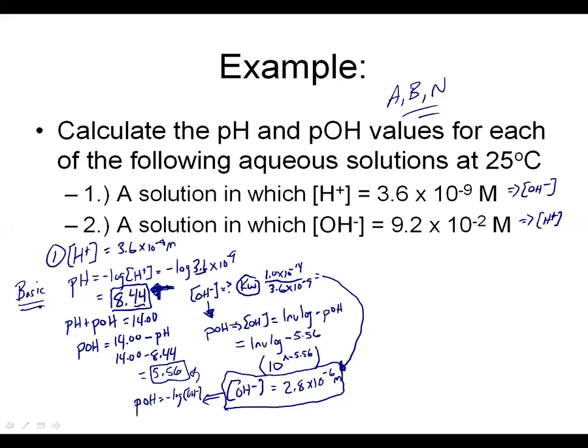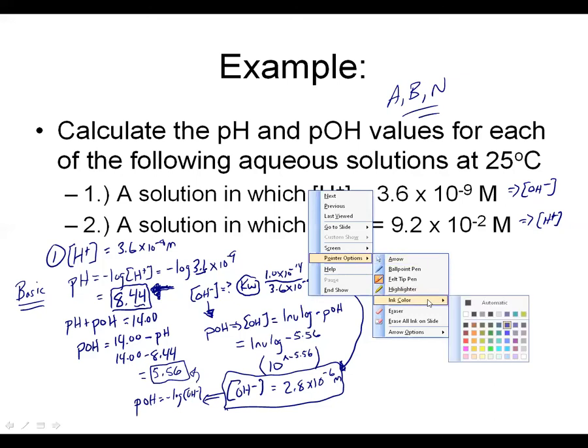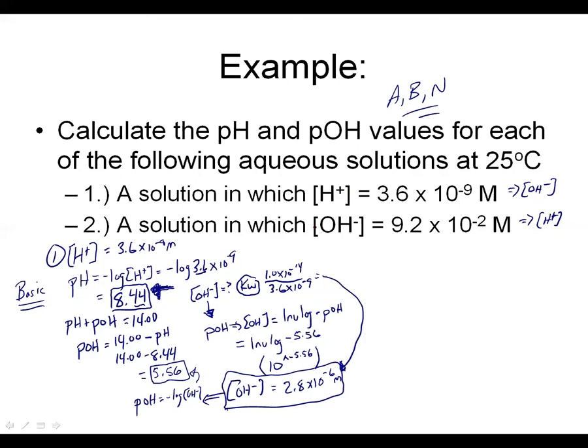Okay, so let's take a look then at the second one, which is the OH minus. In this case, since we do have the OH minus given to us, we can directly, if we wanted to, get the pOH. We also could get the H plus using KW. The pOH would equal minus the log of the OH minus. So that's going to be minus the log of 9.2 times 10 to the minus 2.